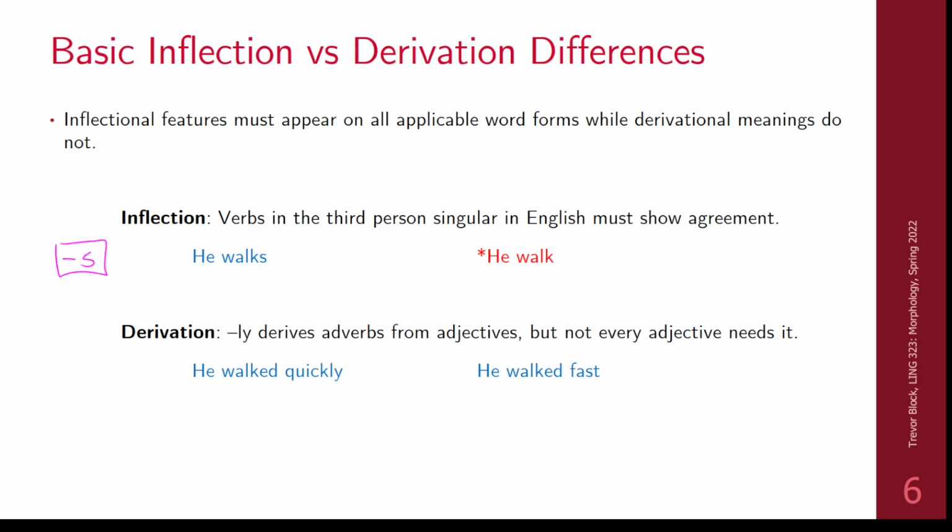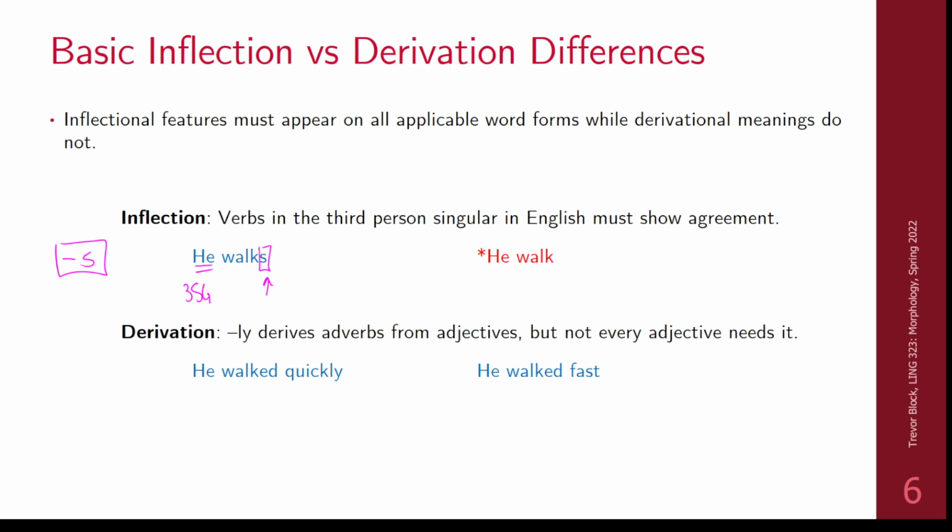So if you have a third person singular subject, you have to have that S on the verb. Because it is possible for the S to show up, because this is a third person singular and the verb can take agreement, it must take agreement because it's an inflection. It has to be there. But in derivation, the affix doesn't have to show up.